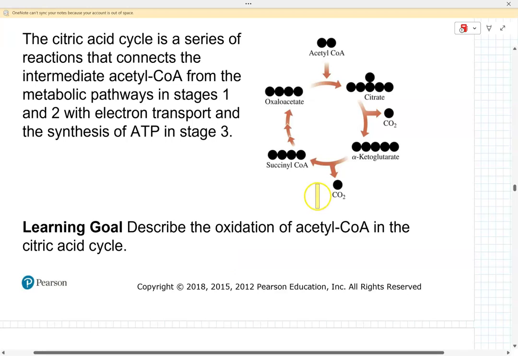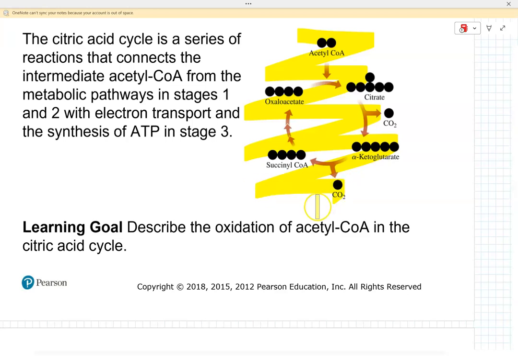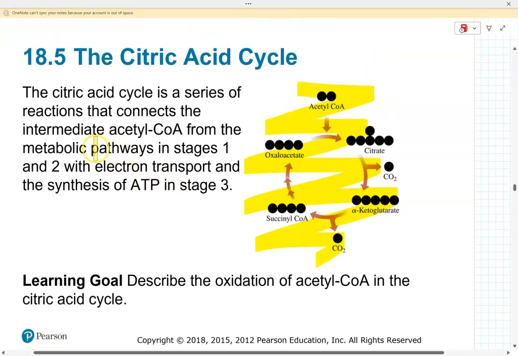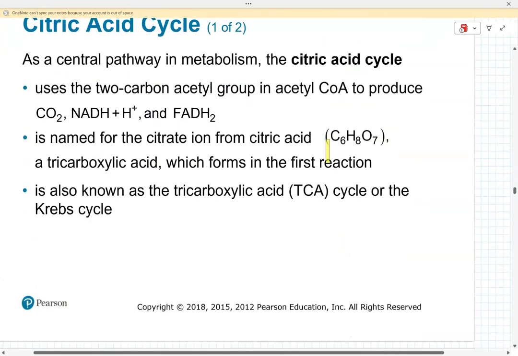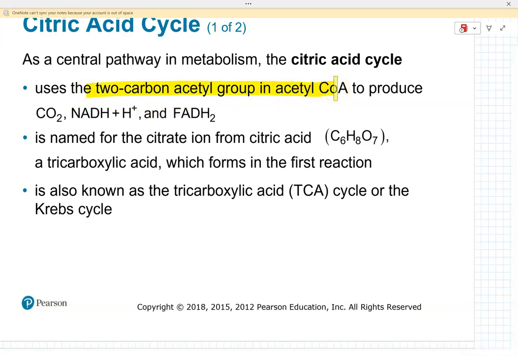So we're going to talk about the citric acid cycle. This is the schematic representation of it. Basically the goal is to finally break down acetyl-CoA and release energy. It uses the acetyl group in acetyl-CoA to produce carbon dioxide, reduced form NADH, and reduced form FADH2. The names are numerous: Krebs cycle, tricarboxylic acid cycle, or citric acid cycle, because citric acid is formed in the first reaction.